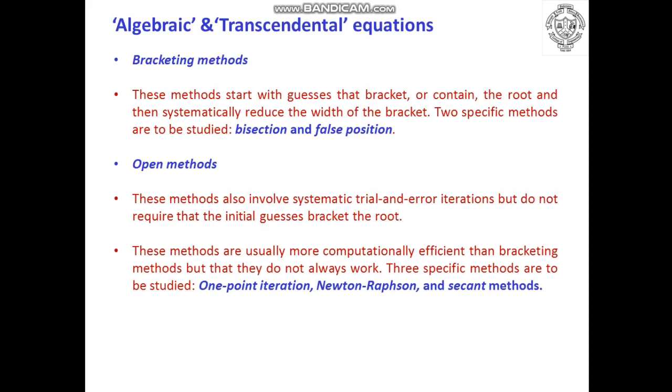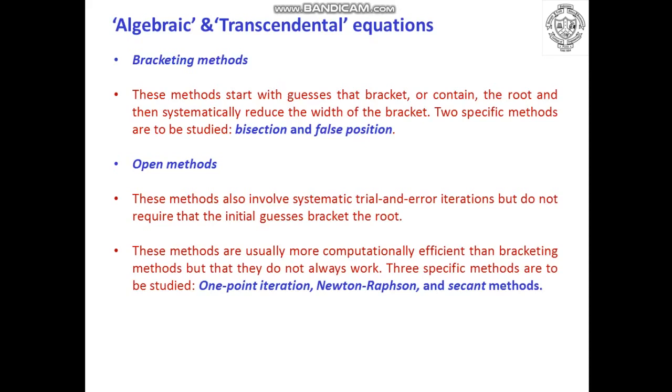Now on the other hand, open methods involve systematic trial and error iterations, but do not require that the initial guesses bracket the root. That means open methods always involve a single guess for the value of x, and then finding out the respective value of that function. That is why it is called a trial and error method.